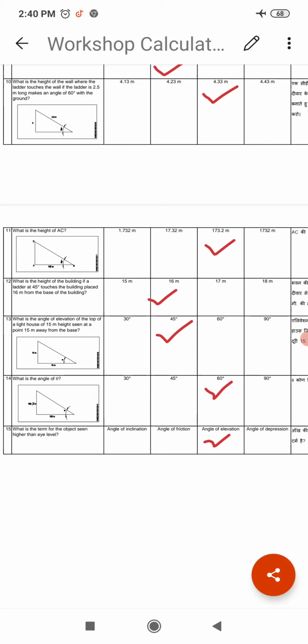Next, what is the height of the building if a ladder at 45 degree touches the building and is placed 16 meter from the base of the building? It's 16 meter. Option B. What is the angle of elevation of the top of a lighthouse of 15 meter height seen at a point 15 meter away from the base? It's 45 degree. Shown in this figure, what is the angle of theta? It's 60 degree. Next, what is the term for seeing an object higher than eye level? It's angle of elevation. Answer is C.